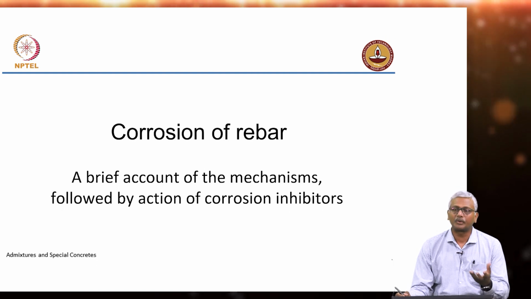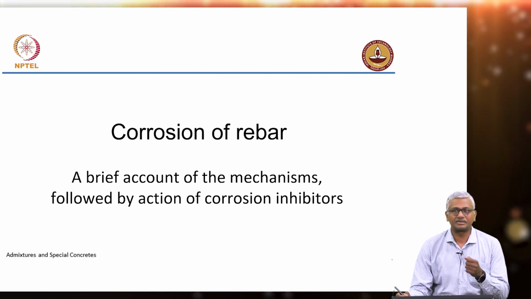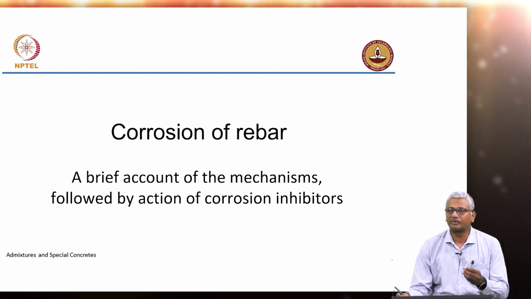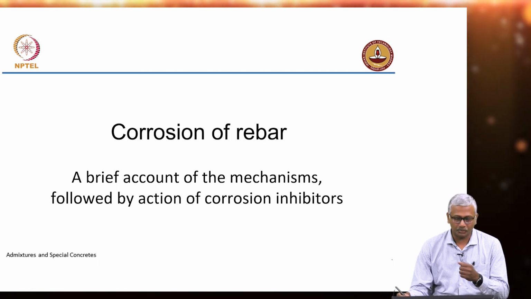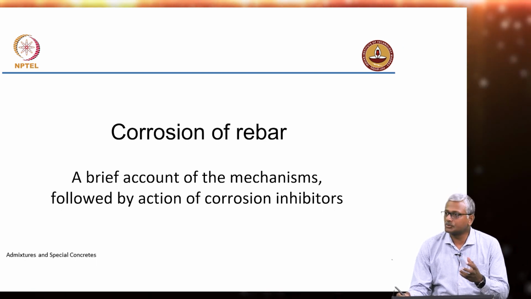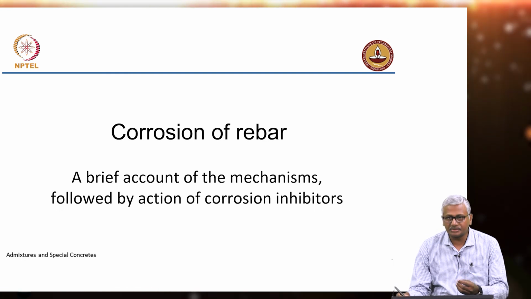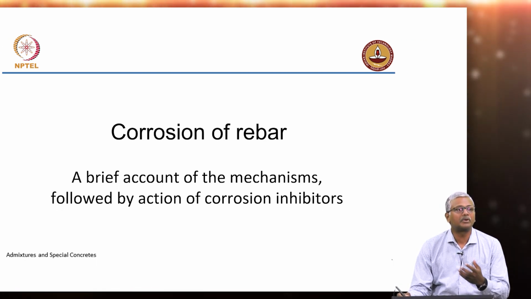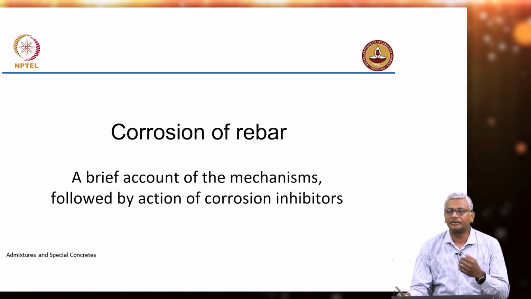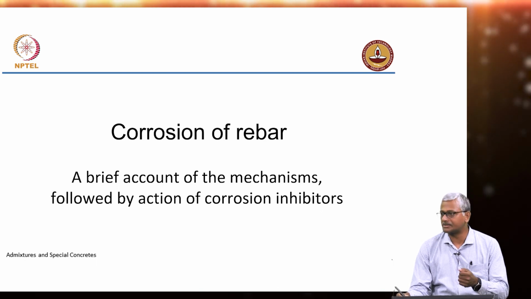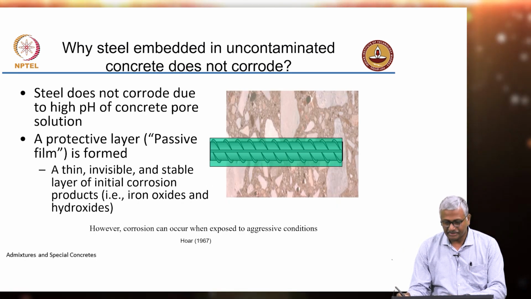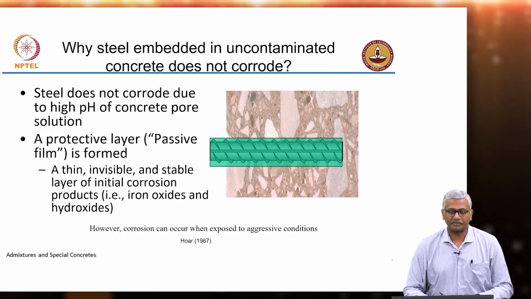So, before we look at corrosion inhibiting admixtures, it is important for us to understand the mechanisms that lead to corrosion, okay? So, the idea is to see what conditions in reinforced concrete can promote corrosion and how we lead to a protection against corrosion. That's the kind of strategy we'll adopt for this chapter.